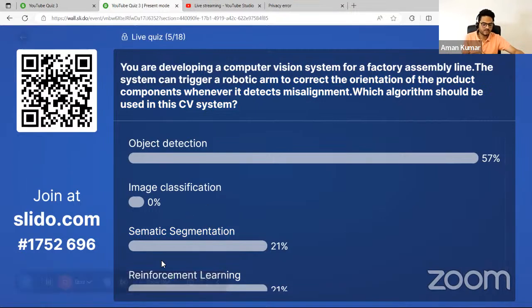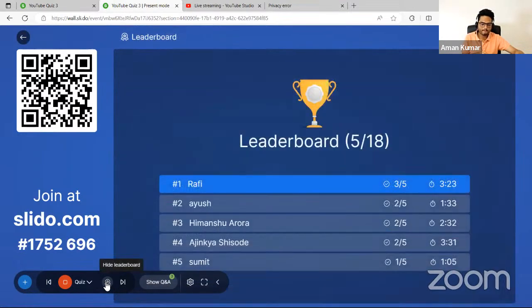So let me go ahead and try to see the leaderboard once. Rafi is 3 by 5, the rest are all 2 by 5 only. I'm sure there were some confusing questions, but when I move forward, questions will get a little easier. So you will have more fun. I knowingly put some questions which make you uncomfortable, and I knowingly put some questions where you feel it is very easy. So let's move ahead with some easy questions now.